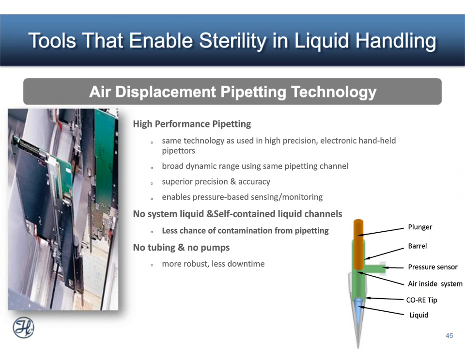We use air displacement technology, which is very preferable, and it avoids contamination. It's nice because it's very similar to the high-precision electronic handheld pipettes that we're used to using in the cell culture hood. These type of pipetting channels do have a dynamic volume range, and they're extremely accurate and precise. And they're also enabled with pressure and capacitance liquid level sensing.